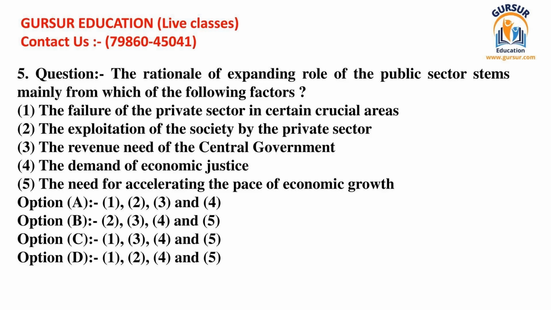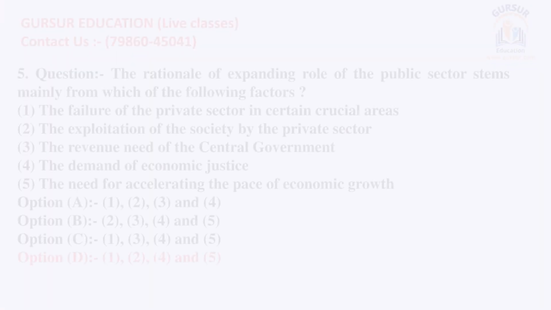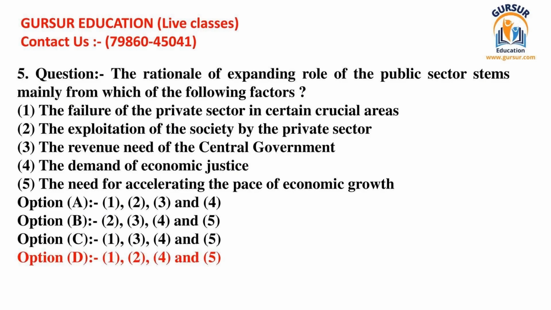The option A is 1, 2, 3, and 4. The option B is 2, 3, 4, and 5. The option C is 1, 3, 4, and 5. The option D is 1, 2, 4, and 5. The right answer of the question is option D, and that is 1, 2, 4, and 5.